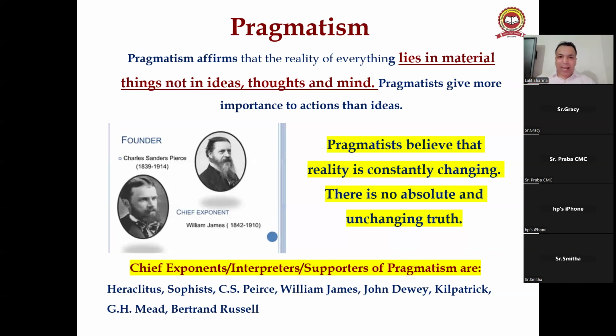Got it? अब देखो, pragmatism believes that reality is constantly changing. What idealism was saying is that reality is eternal, unchanging. Pragmatism is saying that reality is changing. There is no absolute reality, unchanging truth होता ही नहीं है, right? ये देखो, ये sentence है, Charles Sanders Peirce. He was an American philosopher who gave the concept of pragmatism, right? And this is a photo of William James. Now, chief exponents, interpreters or supporters of pragmatism are Heraclitus, Sophists.